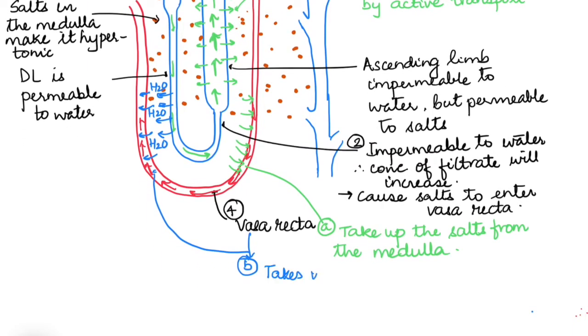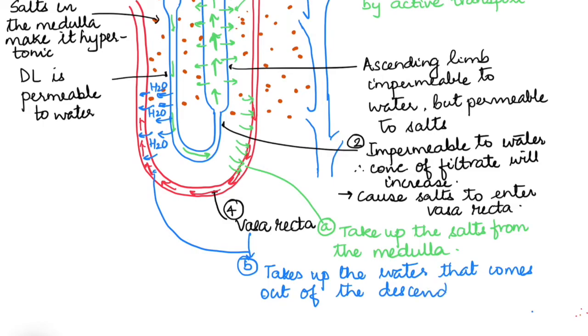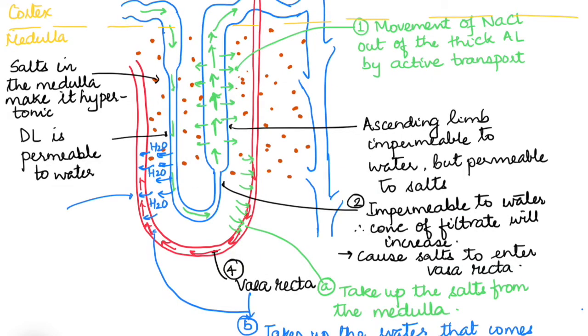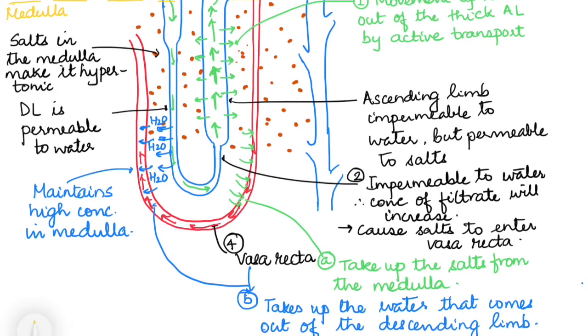However, as soon as the water enters into the medulla, the vasa recta surrounding the descending limb takes up the water that comes out from there and carries it away. So, because the water is carried away by the vasa recta, that is the blood in the vasa recta, the medullary region remains high, or a high concentration is maintained in this medullary region.